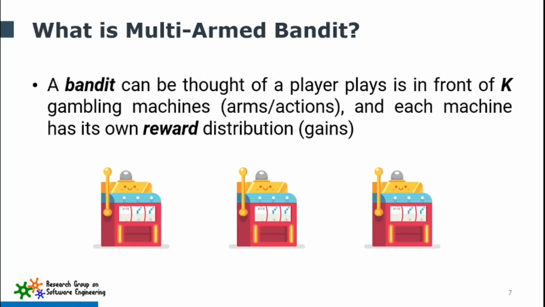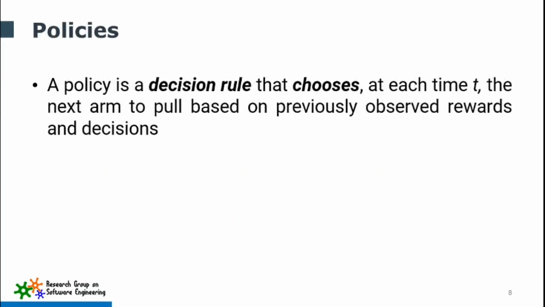A bandit can be thought of as a player who plays in front of k gambling machines, and each machine has its own reward distribution. At each time, the player selects an arm and obtains a reward. The objective is to control the choice to maximize the accumulated total rewards. To this end, a policy is the strategy that chooses at each time the next arm to pull based on previously observed rewards and decisions.